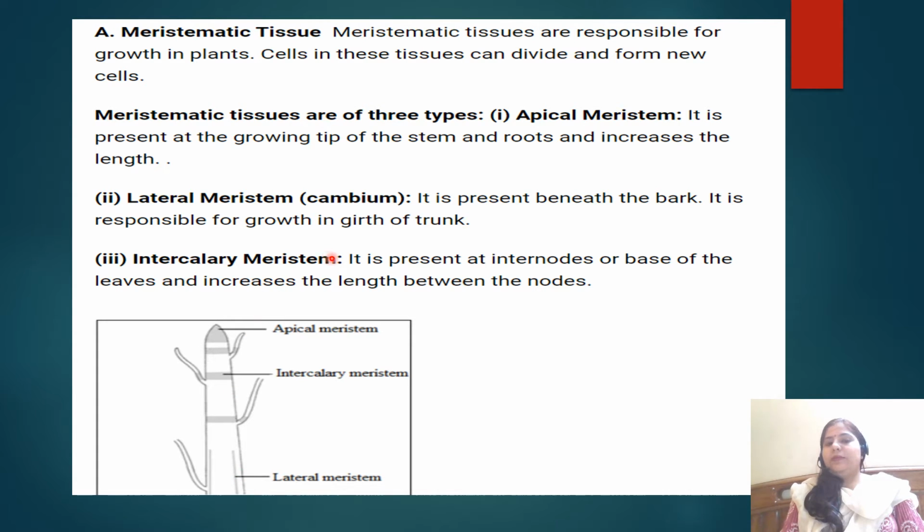Then intercalary meristematic tissue is present between the node and internode area. This area is the nodal area. You can see in the plant at the base there is a swollen part. And the area between the two nodes is called the internode area. And here also the intercalary meristematic tissue is present.